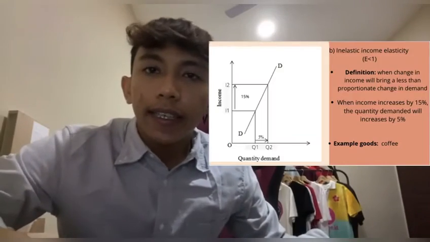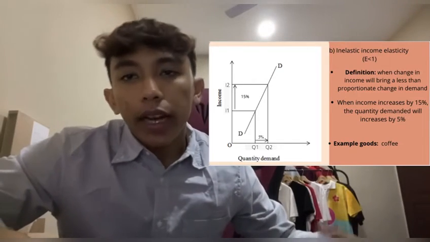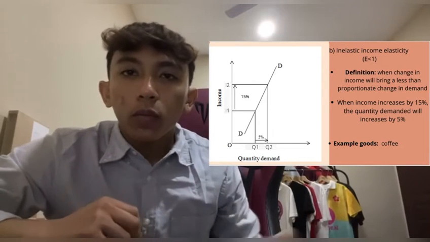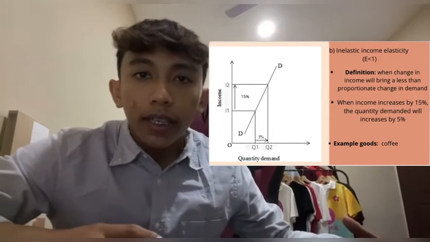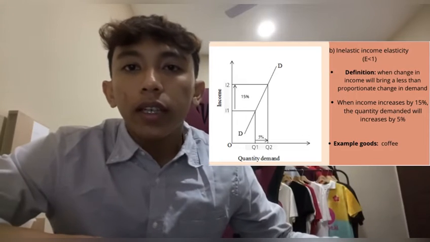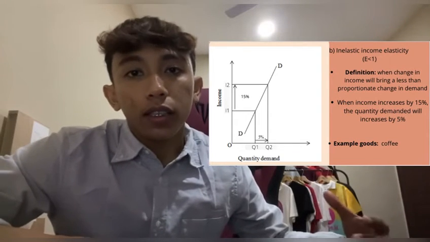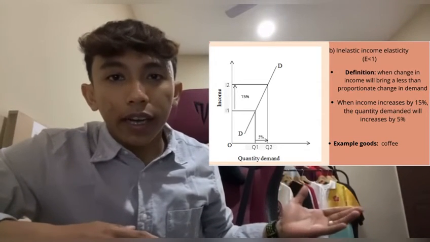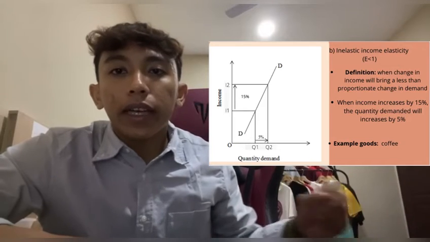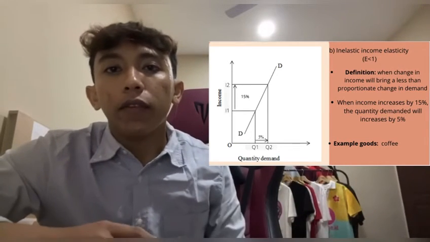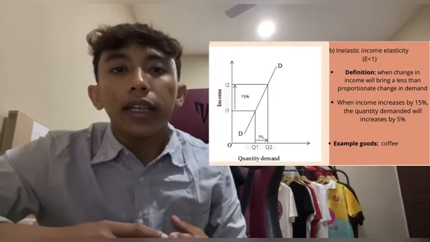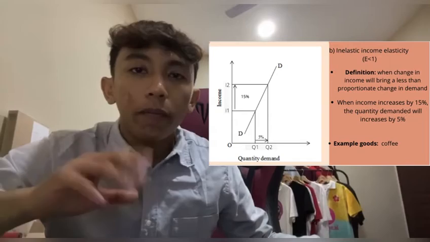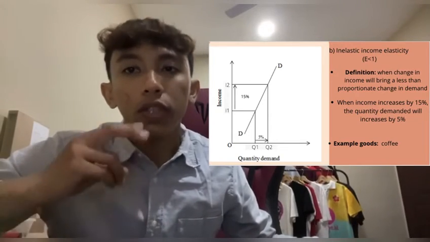Okay, secondly is inelastic income elasticity. It means when a change in income will bring a less than proportionate change in demand. Example, the good is a normal good such as coffee. Based on this diagram, when income increases by 15% from I1 to I2, the quantity demanded for coffee will increase by 5% from Q1 to Q2.